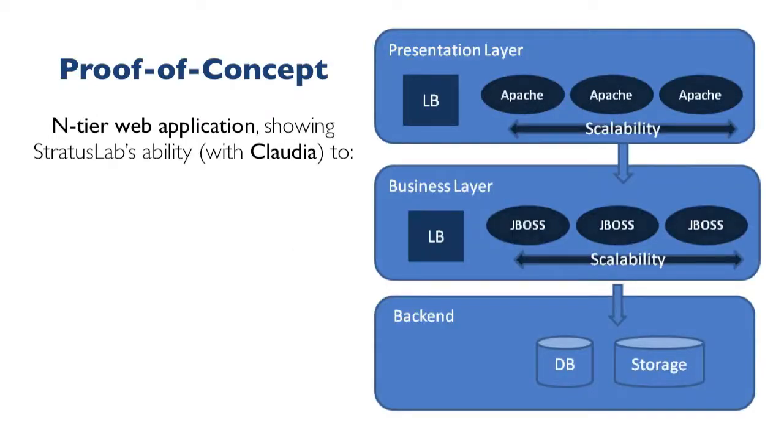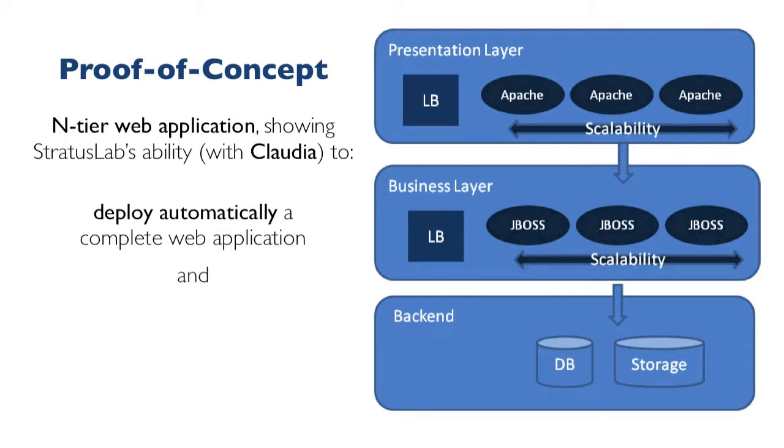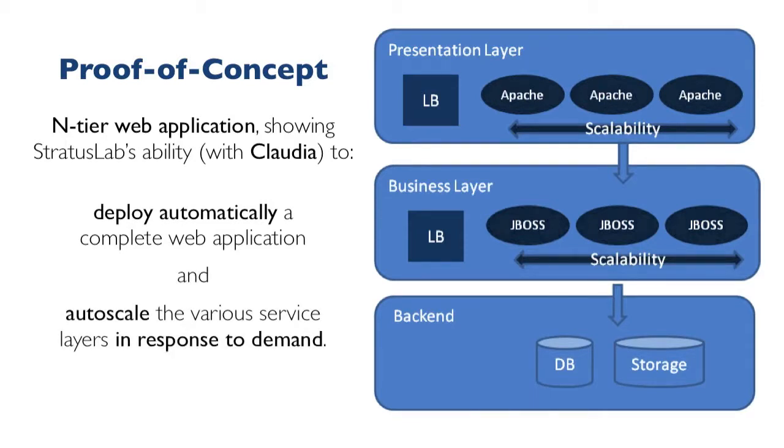Interest in the cloud is not only from academic institutes, there is also commercial interest in the StratusLab software. One example of potential commercial use is a proof of concept for an end-tier web application. With Cloudio, one of the StratusLab services, an administrator can deploy the entire web application and, more importantly, allow the various tiers within the application to auto-scale in response to demand.